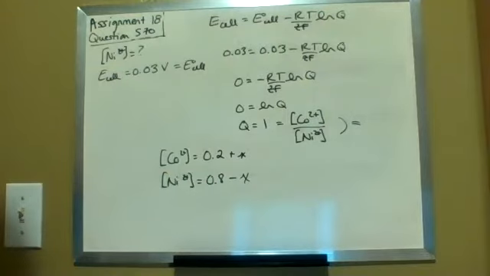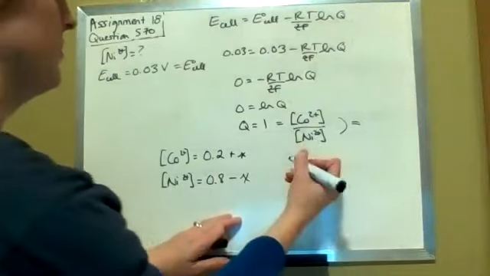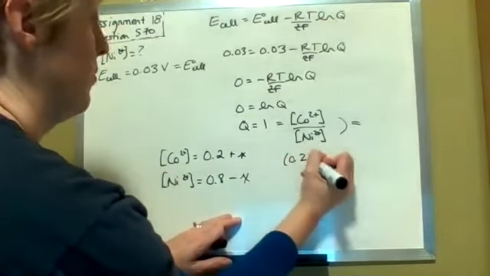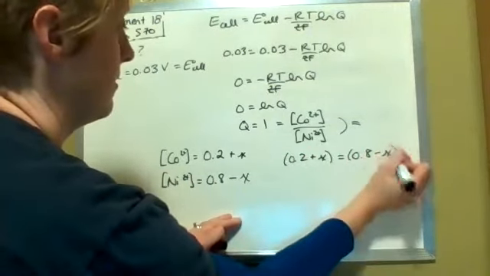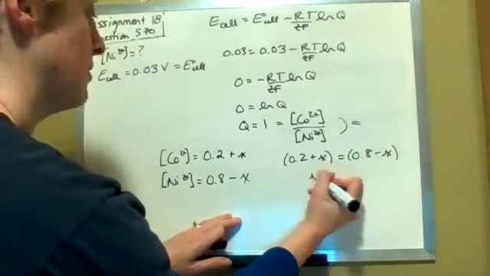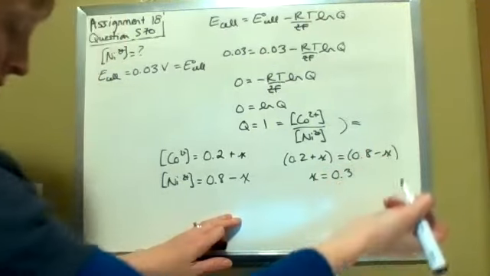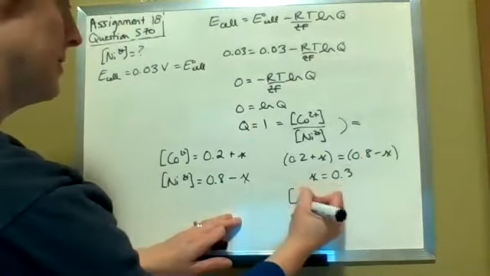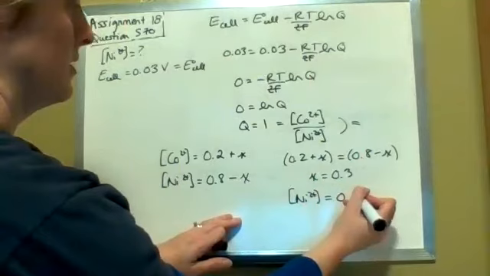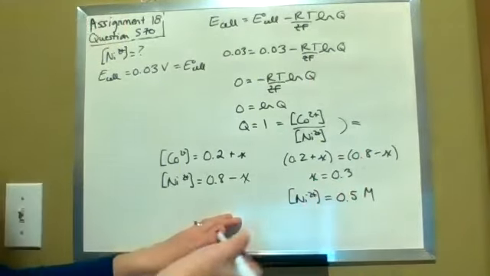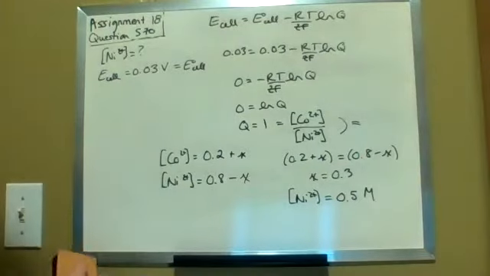So now you're pretty much just breaking these guys down. These guys have to be equal, so that means you have 0.2 plus X equals 0.8 minus X. So you can solve for X, and you find out that that is 0.3. So that means that your new nickel 2+ concentration is going to be 0.5 molar. Moving on to part C.